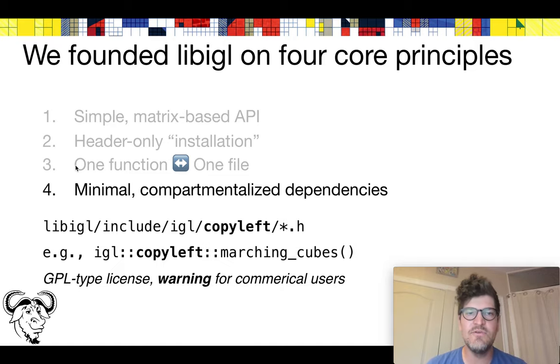This is very important for any of the code that depends on copyleft GPL type of licenses. So these kind of pervasive licenses are often difficult for commercial users or people that want to release code. And we've clearly demarcated any of these functions, like for example, our marching cubes implementation in the copyleft directory. This serves as both a namespace and an include warning for people that are worried about the license of the code that they're using.